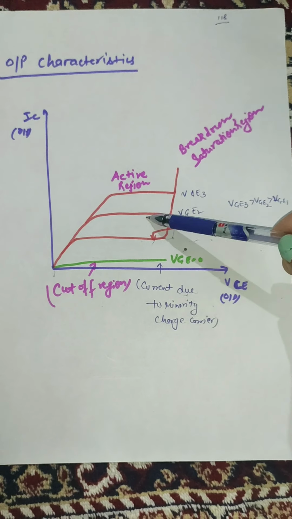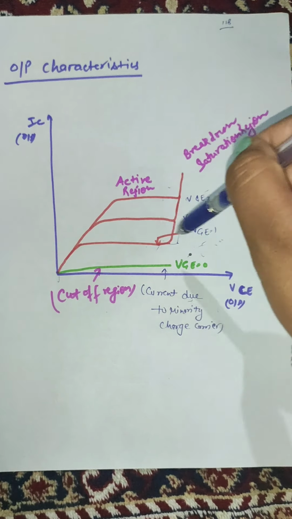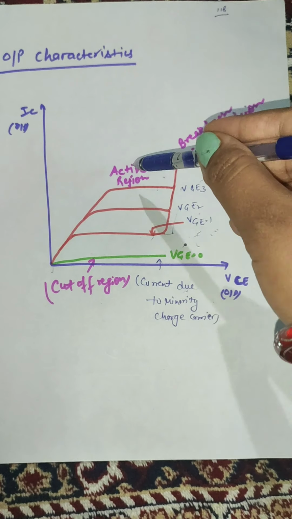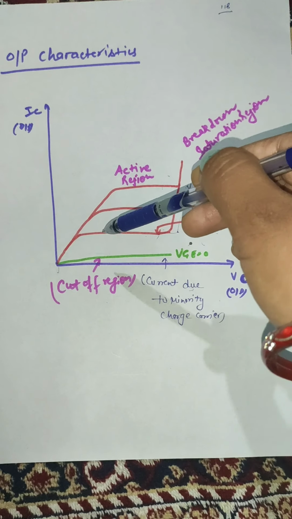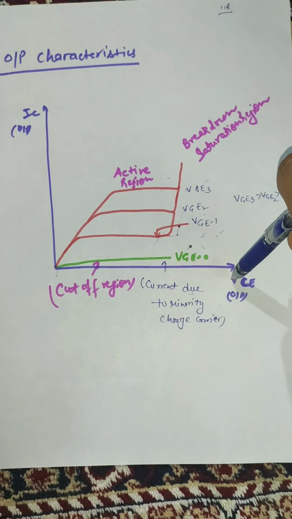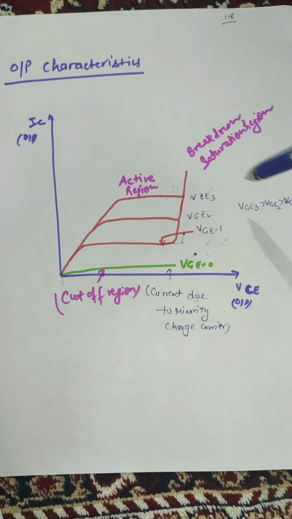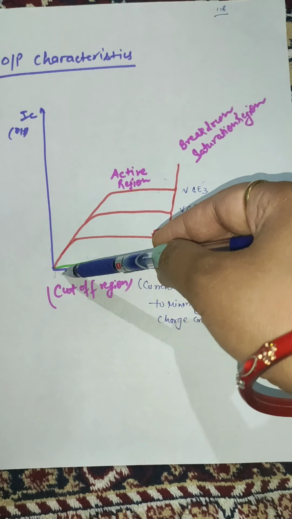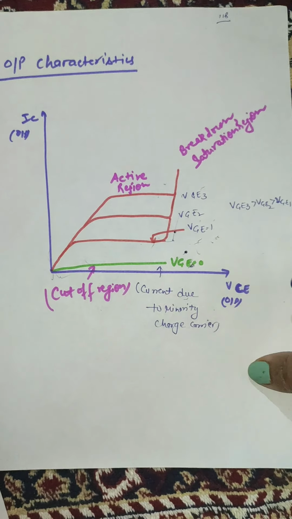We get different values of IC at different values of VGE, but each curve is at constant VGE. This is the cutoff region where no current is flowing. This is the active region where we get constant current. After that, if we increase VCE, we reach the breakdown or saturation region, where VGE2 is greater than VGE1. This current is due to minority carriers. So these are the output characteristics of IGBT.